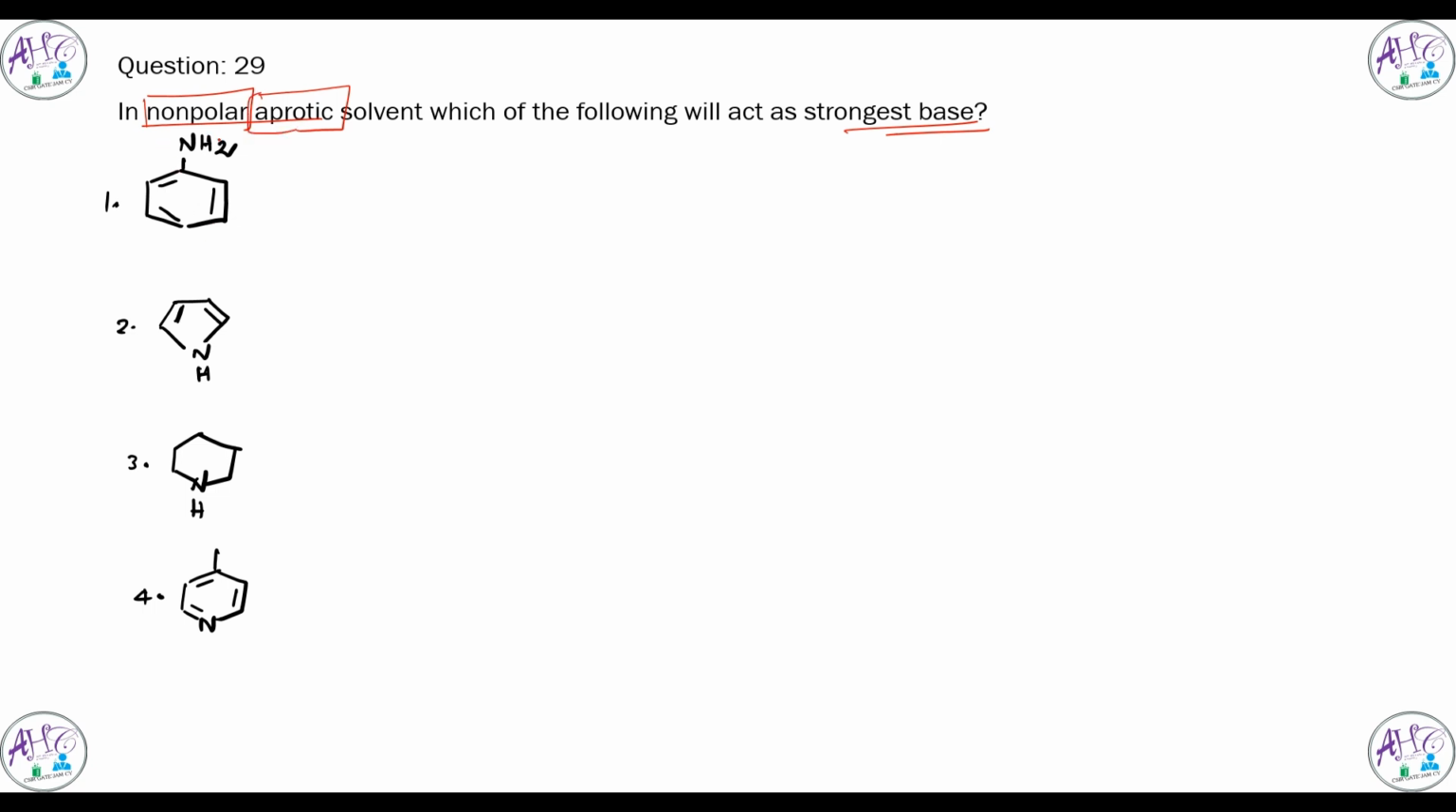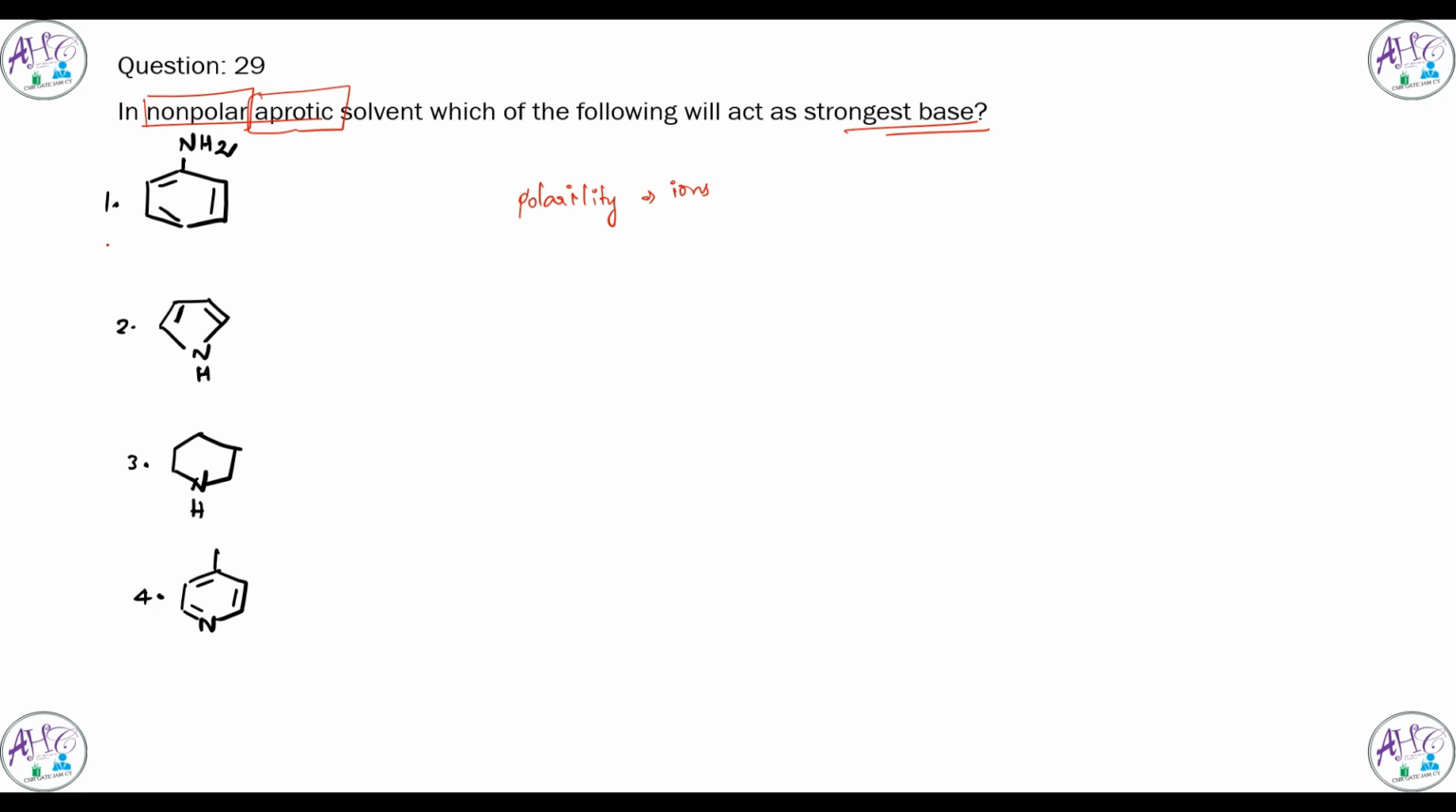Polar solvents are something which can be easily dissolved in water, or which can actually form ions easily. If you can form ions out of this solution, then that is polarity. Your dipole moment also describes the polar nature of the solution. So polarity is nothing but creating ions out of the solution.